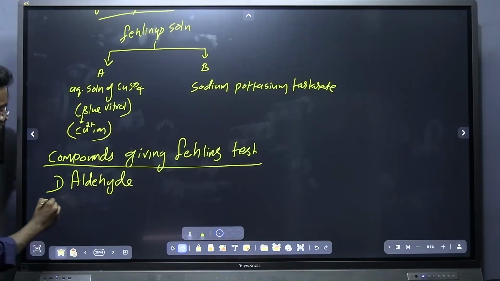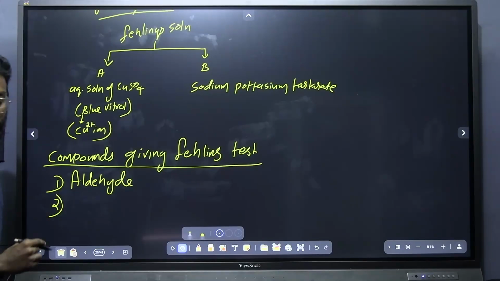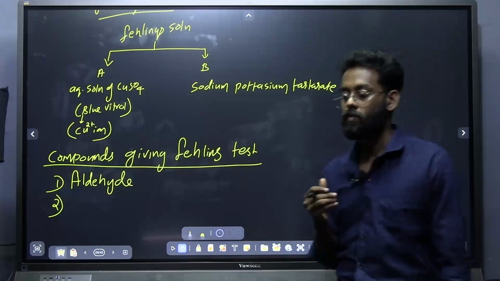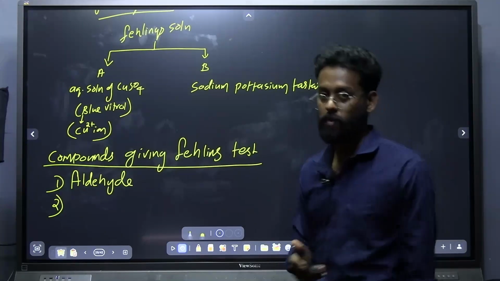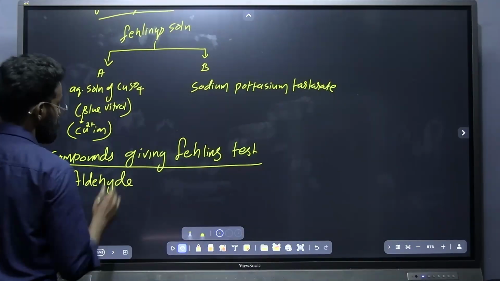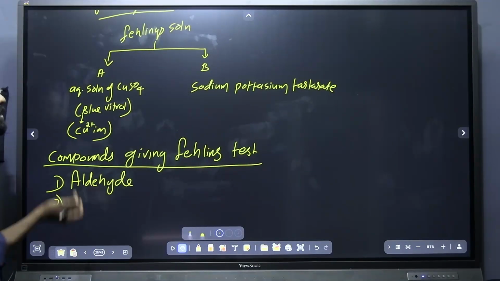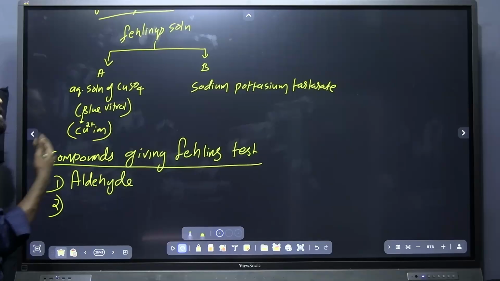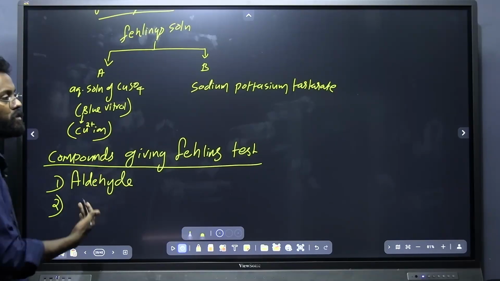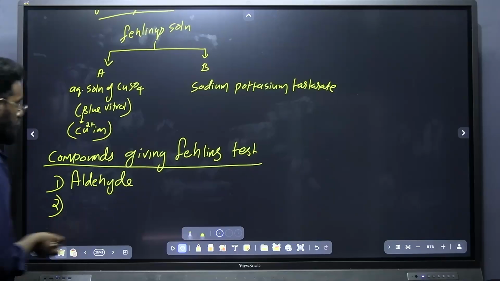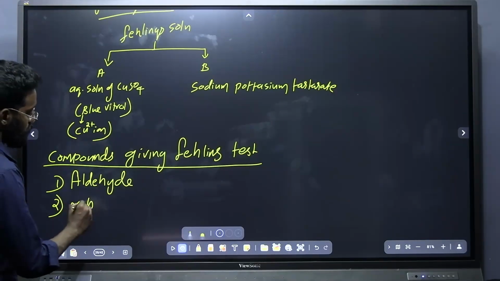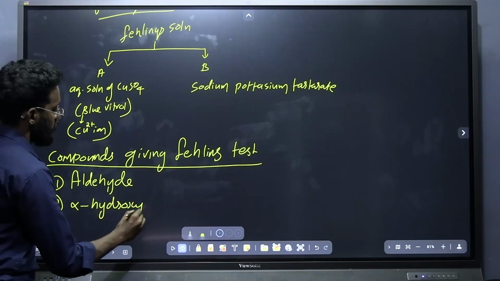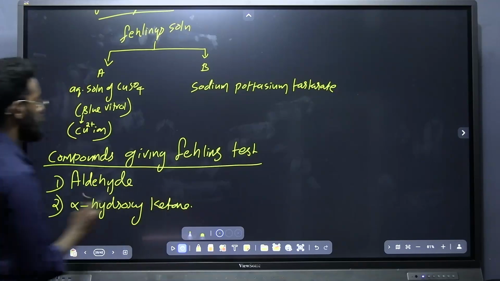Aldehyde. And what about benzaldehyde? Will benzaldehyde give the test, yes or no? No, sir. Yeah, very good. Benzaldehyde won't be giving Fehling's test, because Fehling solution is a weaker oxidizing agent than Tollens reagent. And benzaldehyde needs a higher oxidizing strength because the reactivity of benzaldehyde is lesser. Okay, aldehyde. Then what about alpha hydroxy ketone? Alpha hydroxy ketone also will give Fehling's test.